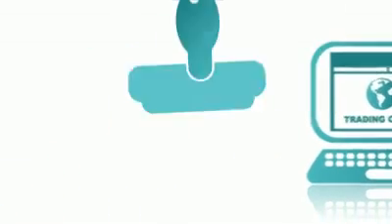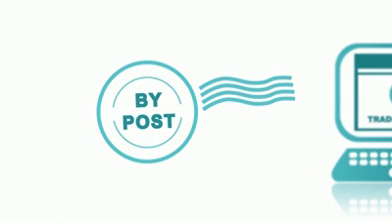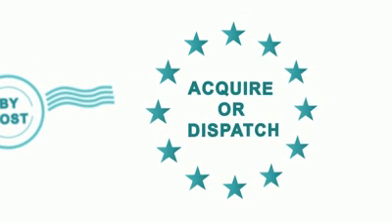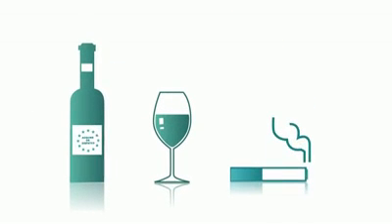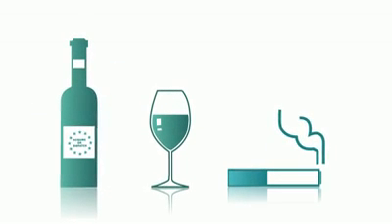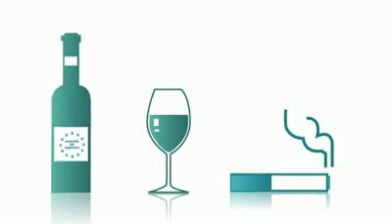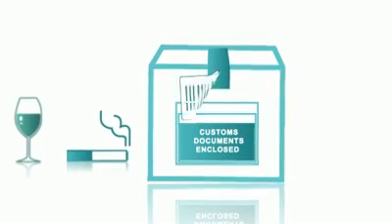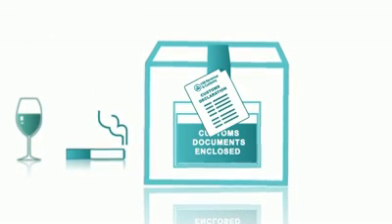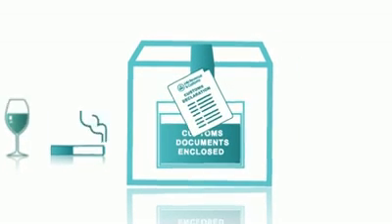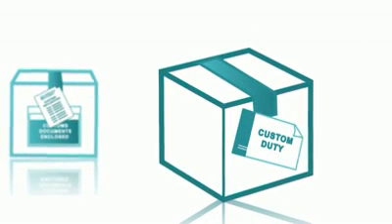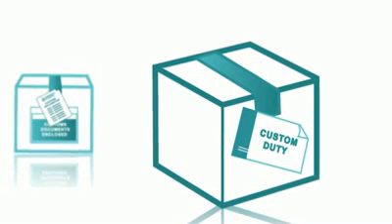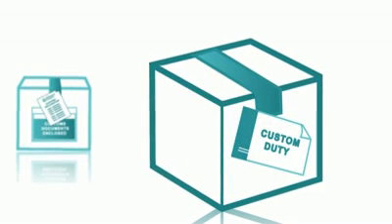If you buy or sell goods via the internet, then post is the most popular way of shipping. When you acquire or dispatch goods by post within the EU, you won't need to complete a customs declaration for most of them. All excise goods received or sent within the EU are subject to certain rules and procedures that must be followed. When you import goods by post from countries outside the EU, they will need to have a customs declaration attached. Customs duty is likely to apply to imported goods above a certain value. Excise duty will be due on all alcohol and tobacco sent by post.